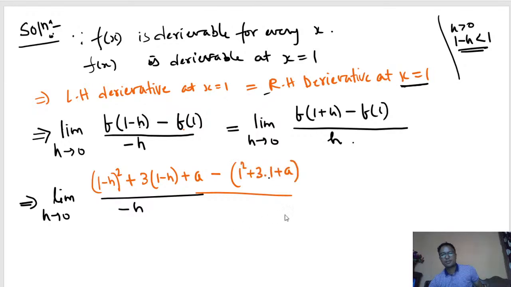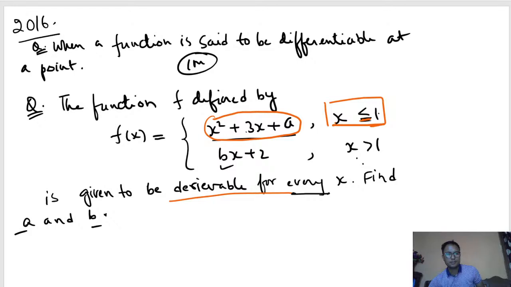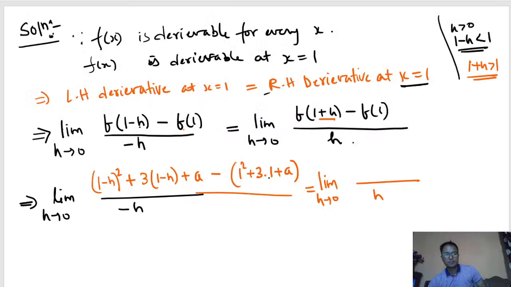So this is your left hand limit, right? Now the right hand limit: since h tends to 0, x is 1 plus h. When x is 1 plus h, x is greater than 1, so the second criterion is satisfied, and we have to take bx plus 2, right?